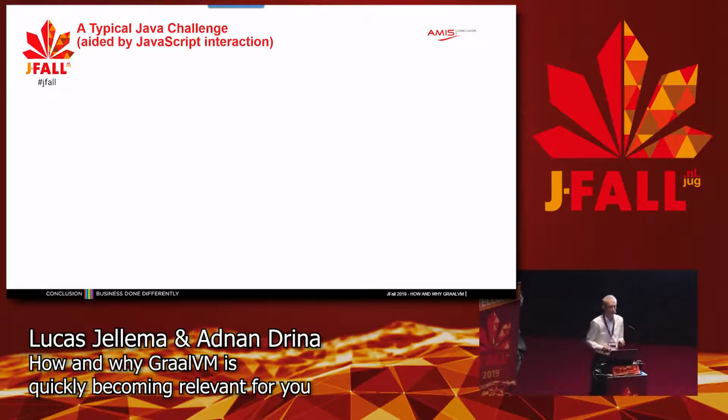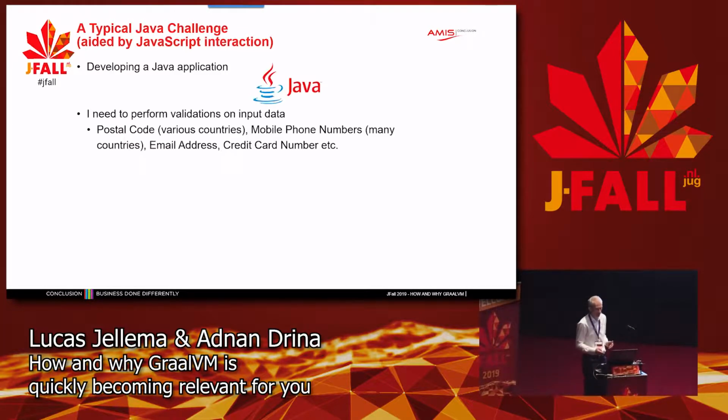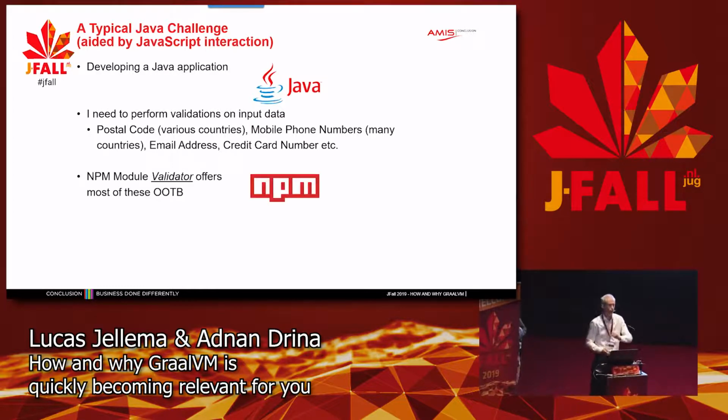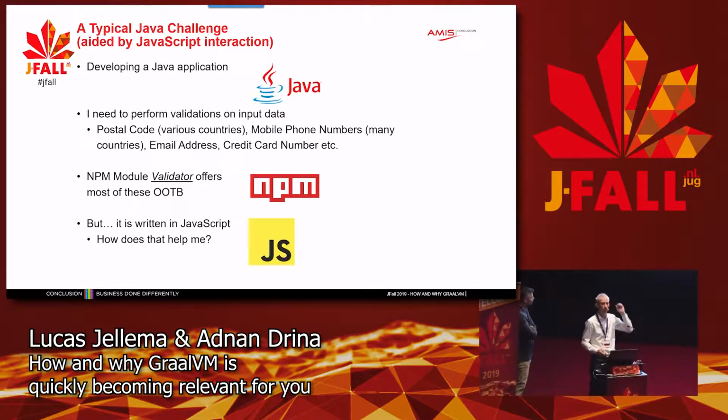So this is a typical challenge. Not just a Java challenge, by the way, but in this case it is a Java challenge. I am developing a Java application, and in the Java application I need to do all kinds of validations. Post-code validations for 30 different countries. And I could start to write that code all by myself, but I would like to leverage something that's already out there. And in this particular case for validations, there's this NPM module, which can do all kinds of validations out of the box, but it's written in JavaScript.